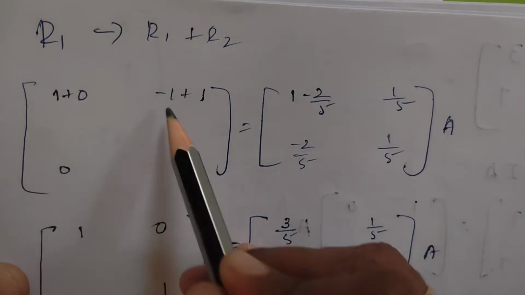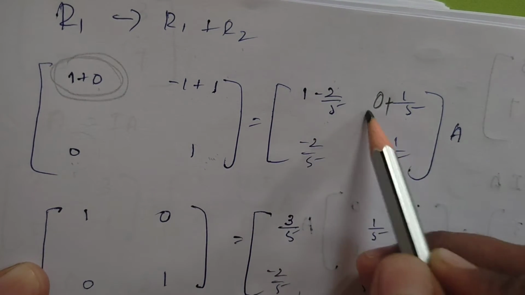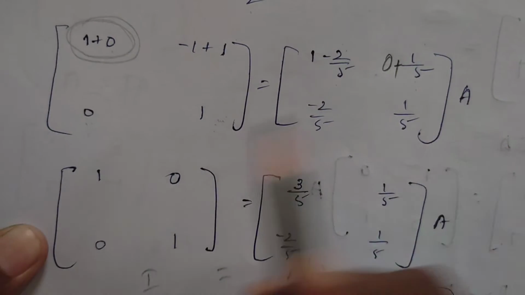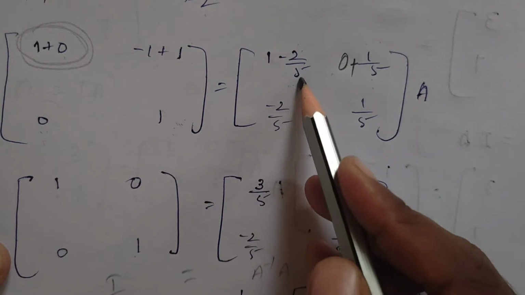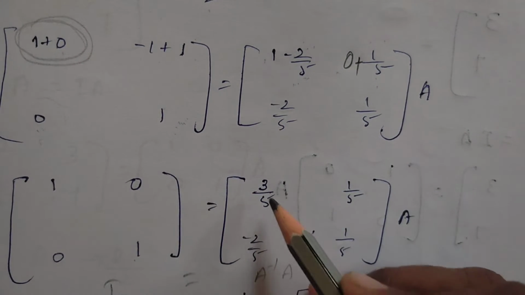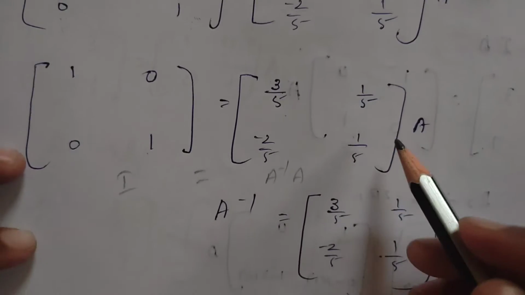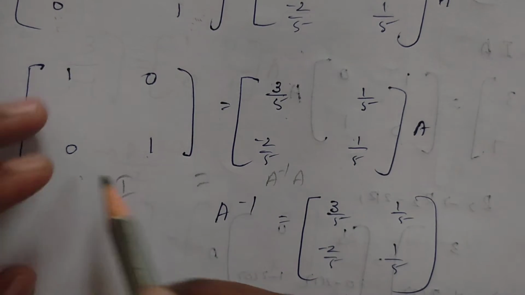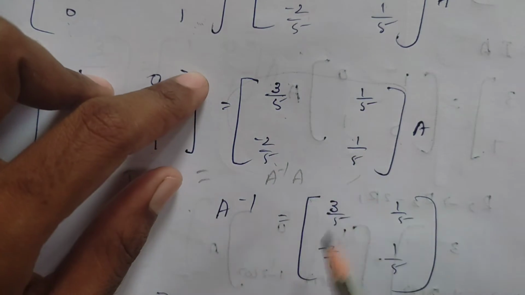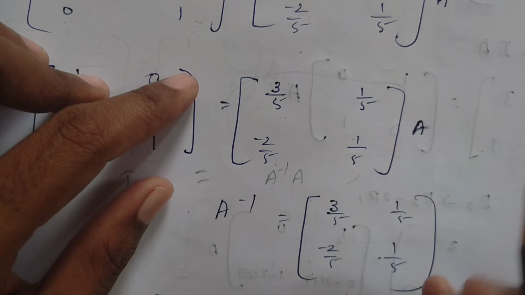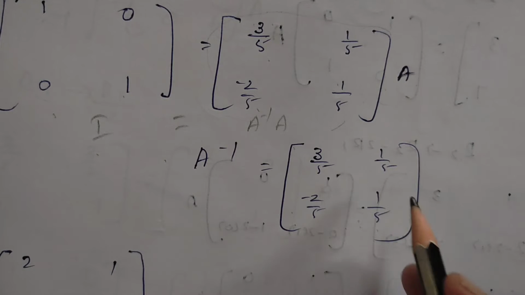So 1 plus 0, minus 1 plus 1, 0, 1. 1 minus 2 by 5, 0 plus 1 by 5. So now we got 1, 0, 0, 1 is equal to, take LCM, 5 minus 2 by 5, so 3 by 5, 1 by 5, minus 2 by 5, 1 by 5. So we made it as identity matrix. So I is equal to A inverse A. So now this matrix is the inverse of matrix A. So 3 by 5, 1 by 5, minus 2 by 5, 1 by 5 is the inverse of the given matrix.